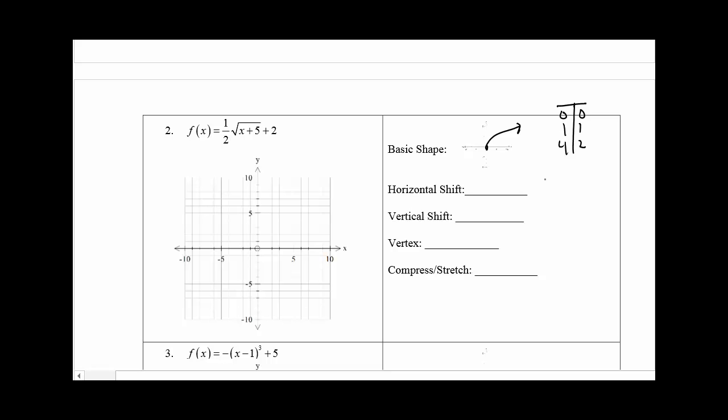And so we can kind of think about mapping-wise, what's going to happen here. So anything going to change the x's? Yeah, it looks like, even though it says x plus 5, remember the x's are opposite what we see. So all my x values are going to be minus 5. And the y values, looks like I'm going to multiply that by a half and add 2.